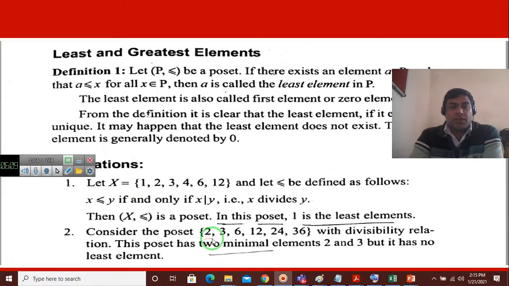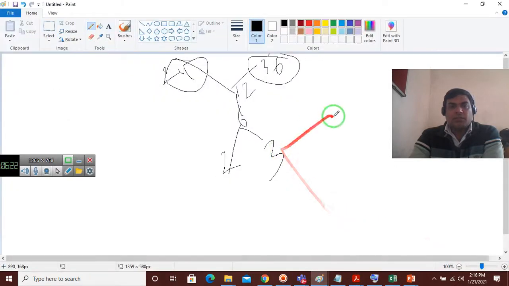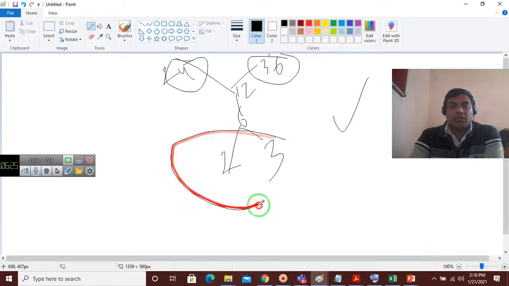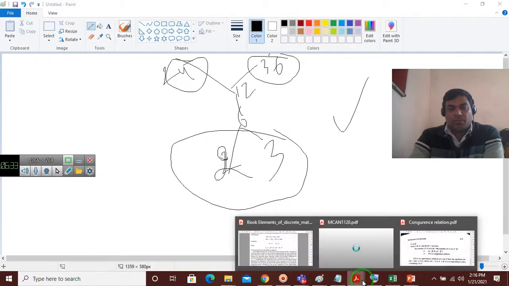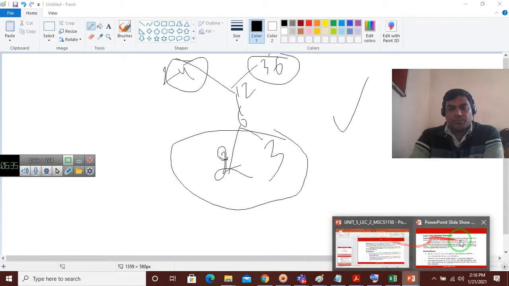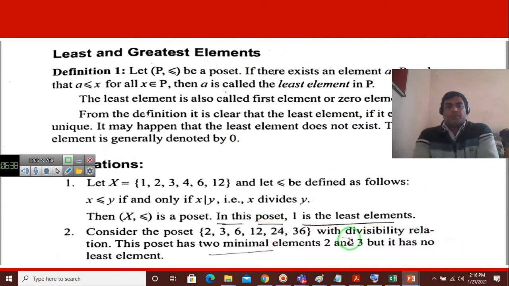But if we consider 2, 3, 6, 12, so 2 and 3 divide 6, so the least element doesn't exist because there are both 2 and 3 in this set. Just we have made this in this way. So the least element should be unique, but these two elements, we can't say they are unique. So with the divisibility relation the partially ordered set has two minimal elements. छोटे एलिमेंट दो हो सकते हैं but it has no least element.